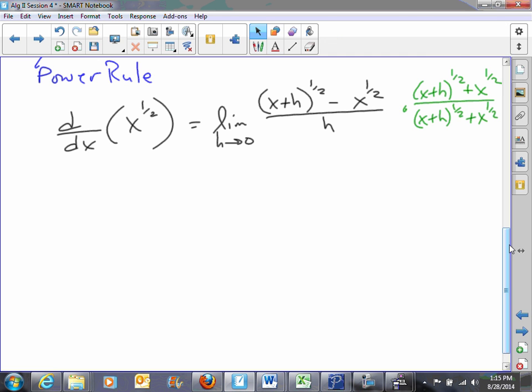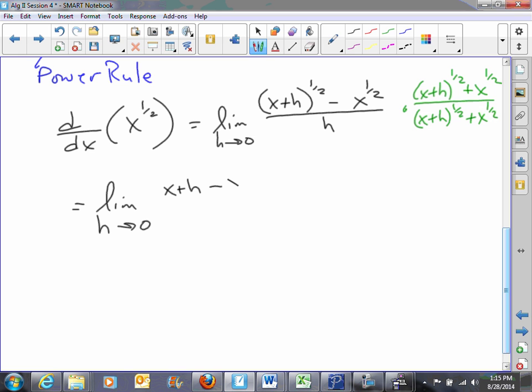Now, we get the limit as h approaches 0 of x plus h minus x. In other words, we have a to the 1/2 minus b to the 1/2 times a to the 1/2 plus b to the 1/2. That's a to the 1 minus b to the 1. So that's x plus h minus x over h times, and I'm not going to do anything with this yet, (x plus h) to the 1/2 plus x to the 1/2.